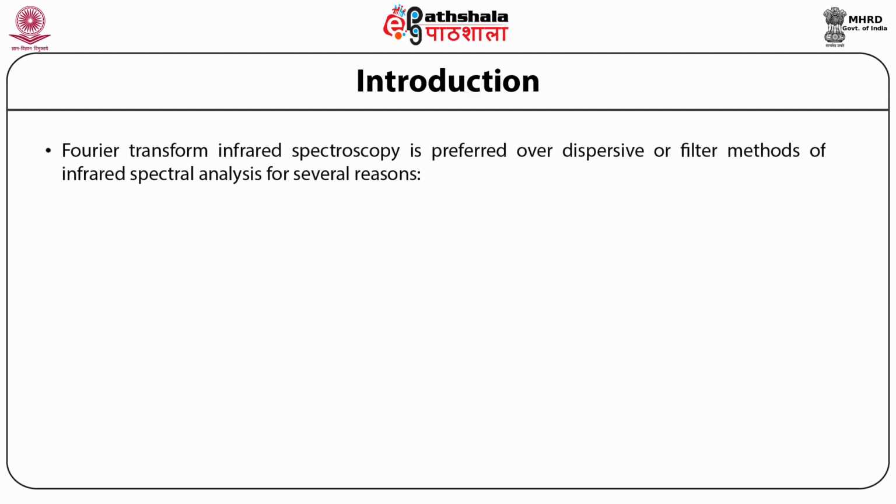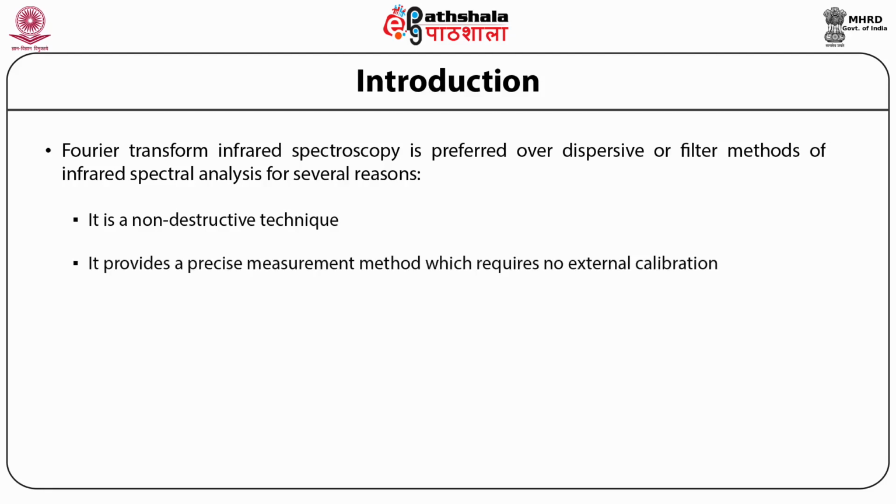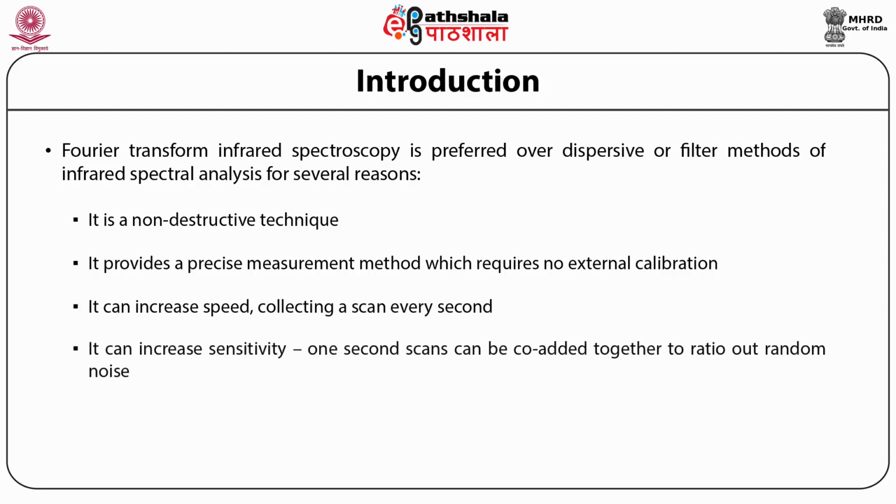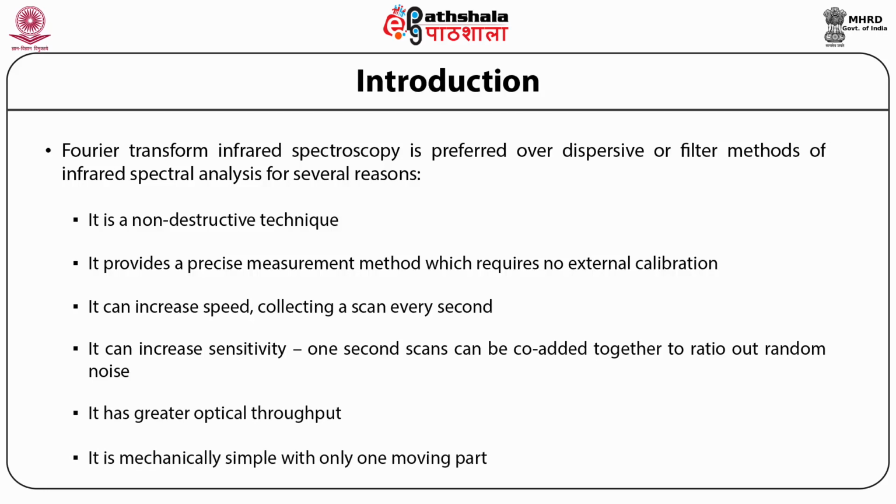Fourier transform infrared spectroscopy is preferred over dispersive or filter methods of infrared spectral analysis for several reasons. It is a non-destructive technique. It provides a precise measurement method which requires no external calibration. It can increase speed, collecting a scan every second. It can increase sensitivity. One-second scans can be co-added together to ratio out random noise. It has greater optical throughput. It is mechanically simple with only one moving part.